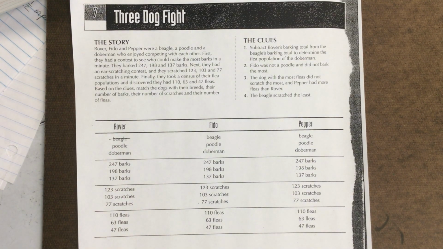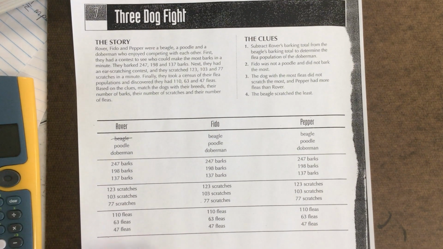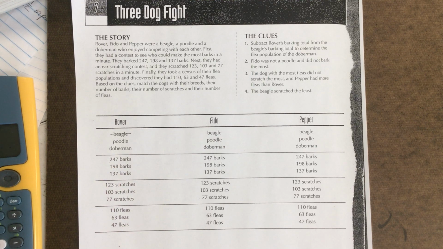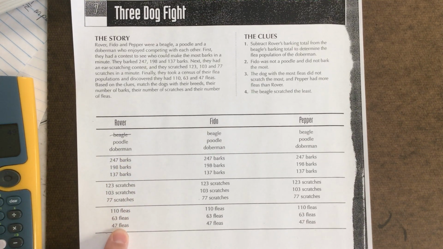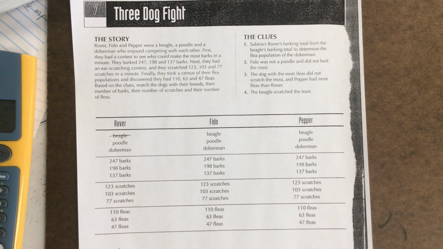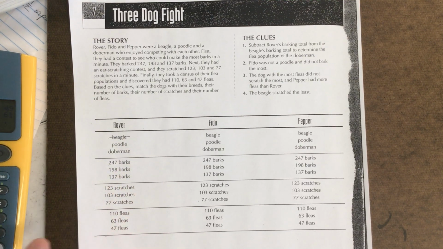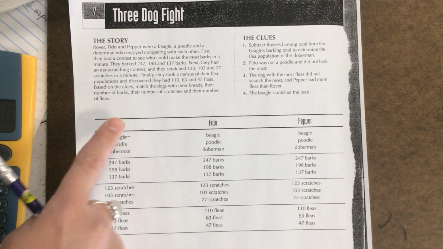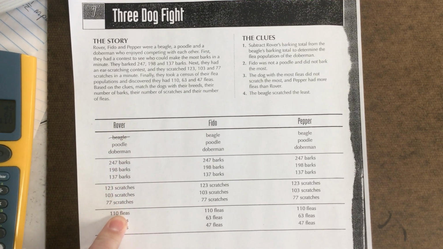Okay? So I'm going to be energy efficient and use a calculator. So if we do 247 minus 198, that gets us 49. Is that a flea total? Nope. So we could do 198 minus 137, and that gets us 61. Is that a flea total? Nope, that's not a flea total. So let's do 247 minus 137, which gives us 110, which is one of the options.